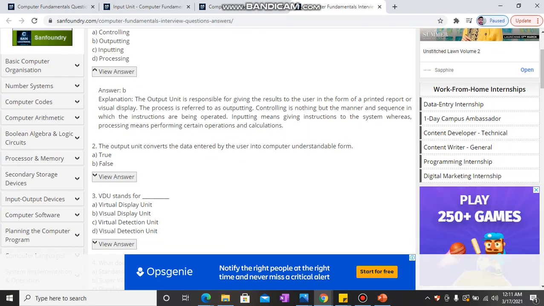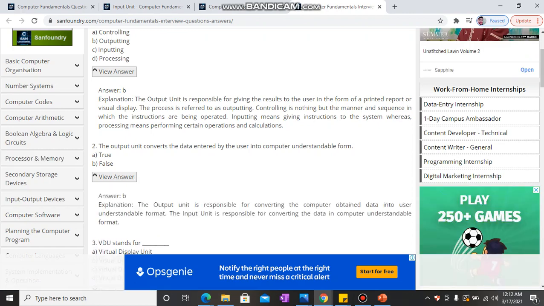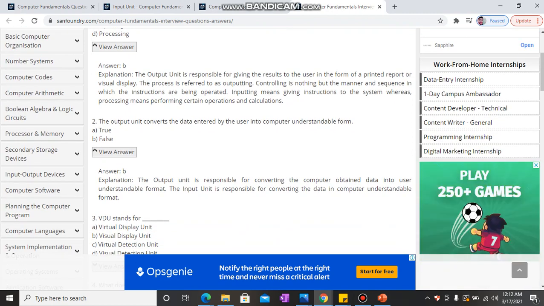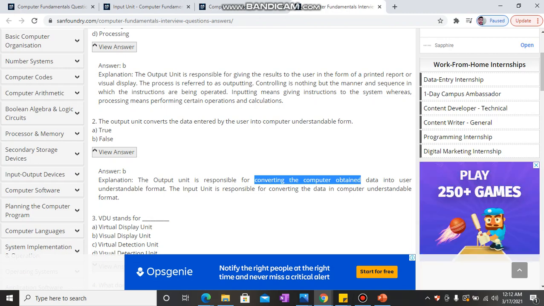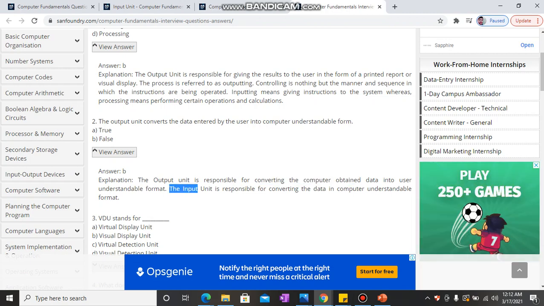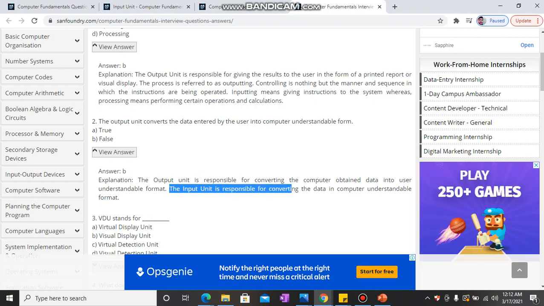So the next question: the output unit converts the data entered by the user into computer understandable form. What do you think? It is B, false. Output is always responsible for converting the computer-obtained data into an understandable format, whereas input is responsible for converting the data into the computer understandable form.